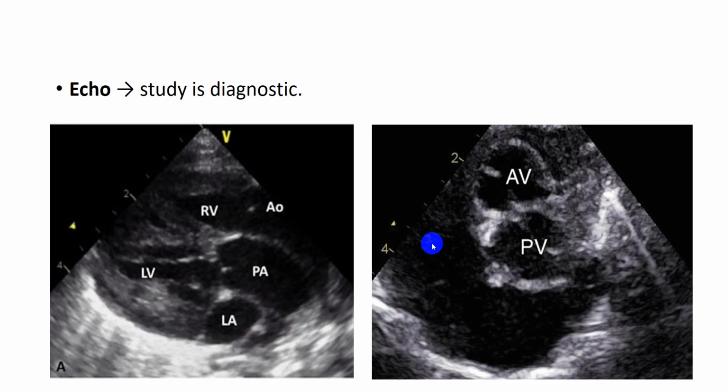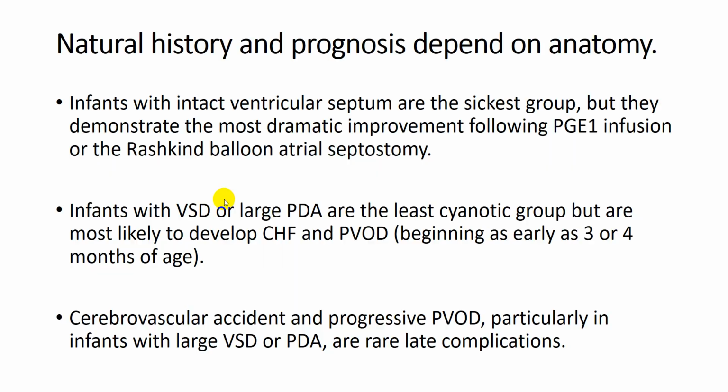Echo again is diagnostic. You can see in the short parasternal axis view that the aorta is anterior and the pulmonary is posterior. This is the anterior-posterior relationship. In the long parasternal view, you will see that the pulmonary artery originates from the left ventricle, and the aortic valve or aorta originates from the right ventricle. So this is DTGA.